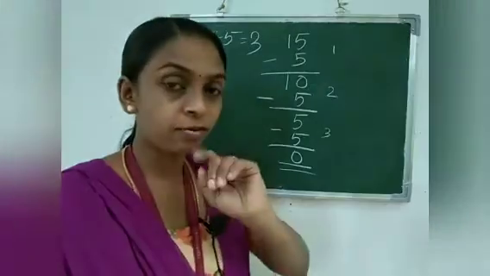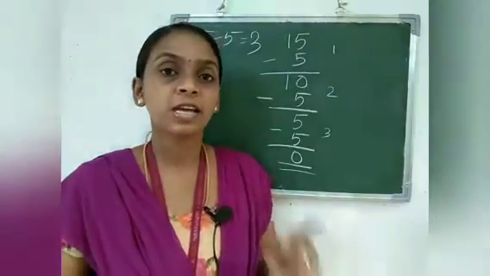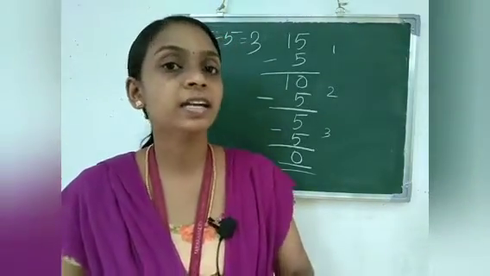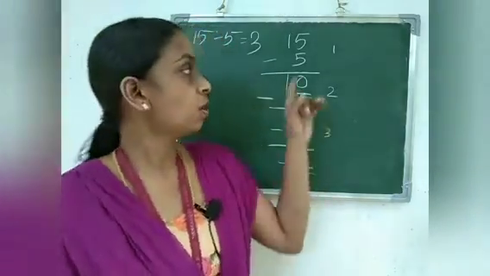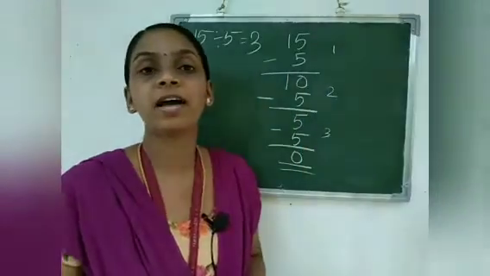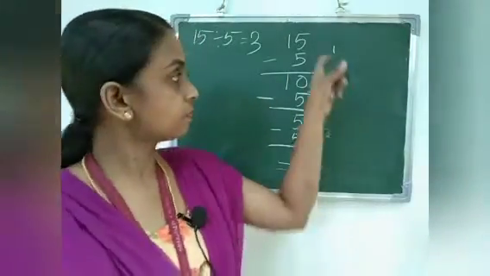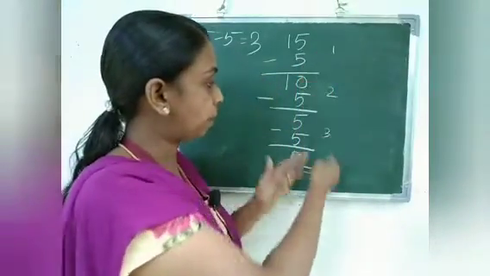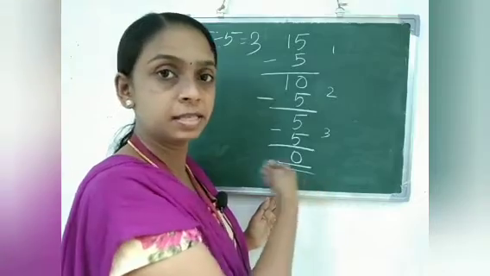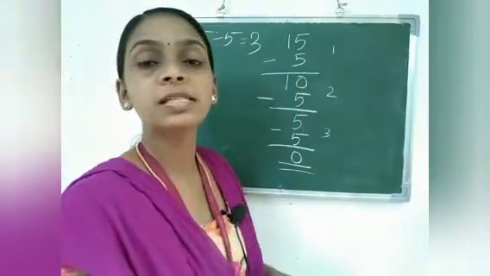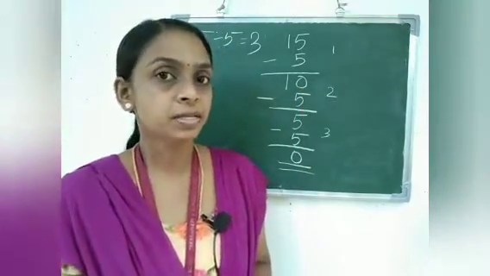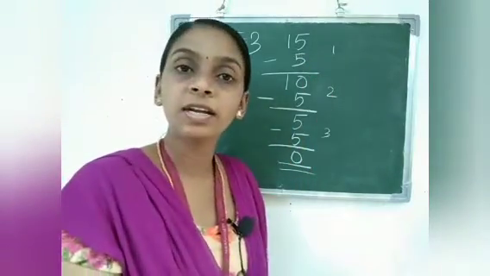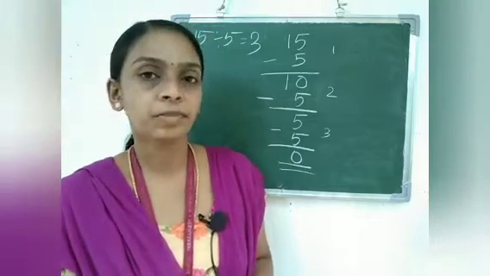I told you from the beginning of this lesson, if you know the multiplication table, then only you are able to do the division also. So we got 15 divided by 5 equals 3. We took 3 steps by subtracting, then we got 0, and we have to do this subtraction until we get 0. So we took 3 steps to get 0 and 15 divided by 5 equals 3.